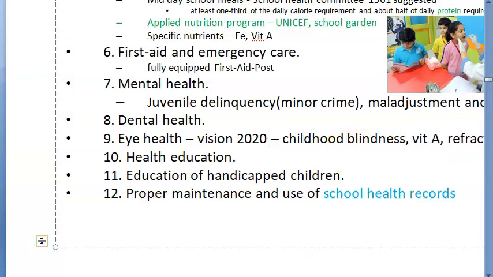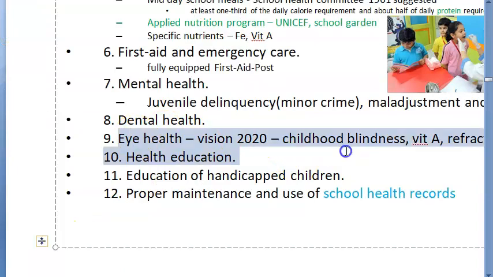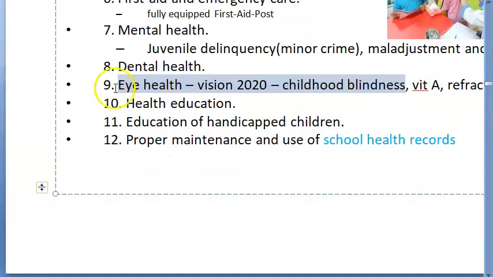Then the teacher will check the visual acuity of the child. If it's less than 6/9, she will recommend them for further consultation. And squint, amblyopia, everything you have to check. The teacher will use Snellen's chart to check visual acuity. Usually it should be a teacher who wears spectacles themselves.